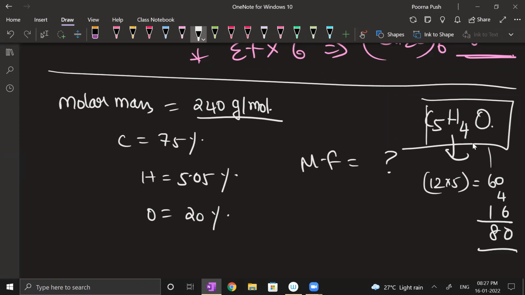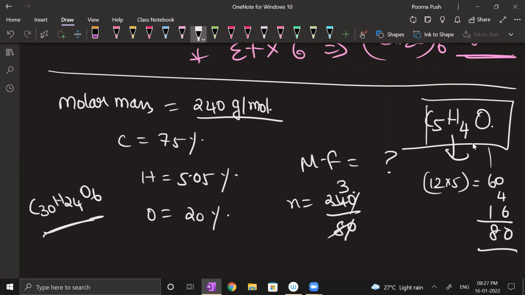Molecular formula is C30H24O6, miss. N equal to 6, yes, because N equals 240 by 80. 8 3s are 24. Is it coming 3 times? Yes, miss. Sorry, not 3. Multiply by 3. So C15H12O3.